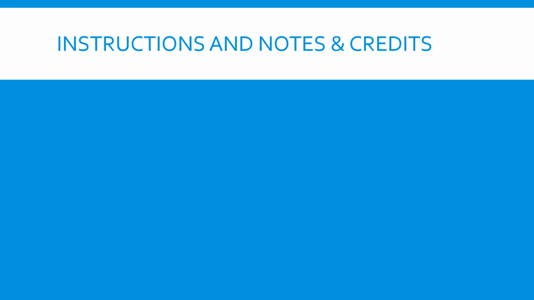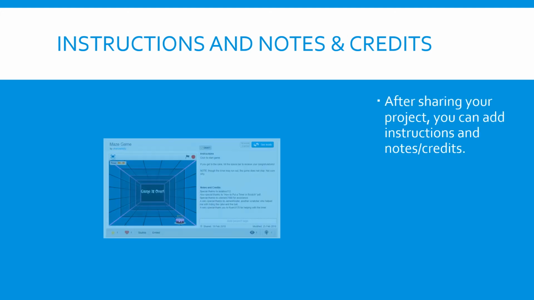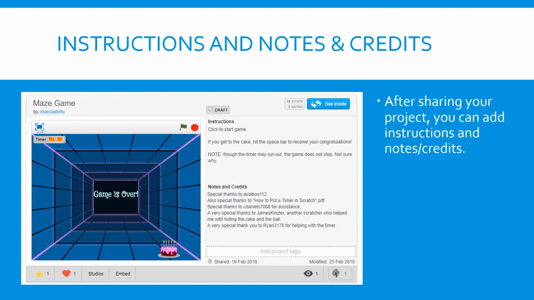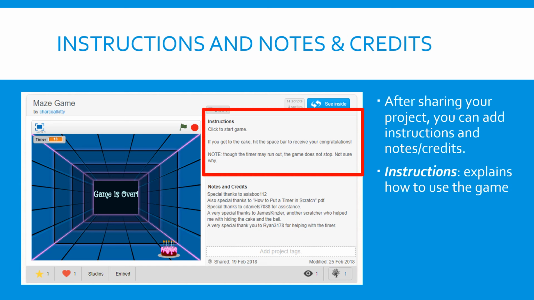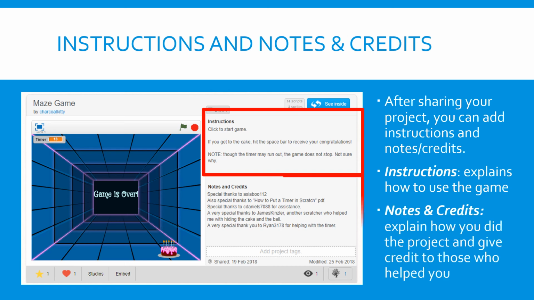So, how do you give credit? First of all, after sharing your project, you need to put in the instructions on how to use your game. Tell them what to do. If they have to click on something to start the game, or if they have to do something else to create movement, make sure you put that in under your instructions. Now, if you did borrow from someone's work or did a remix, under the notes and credit section, you need to give them credit.